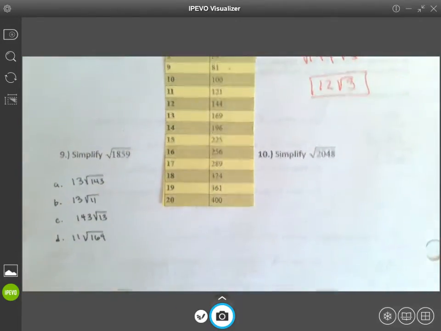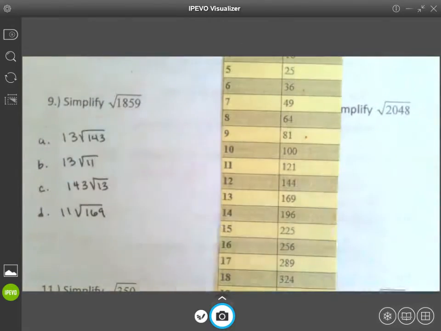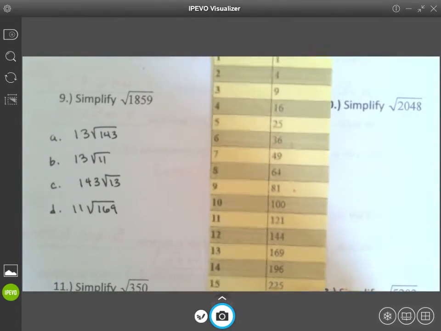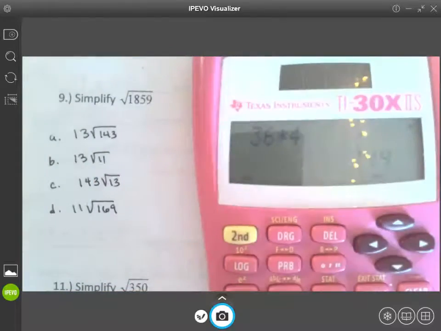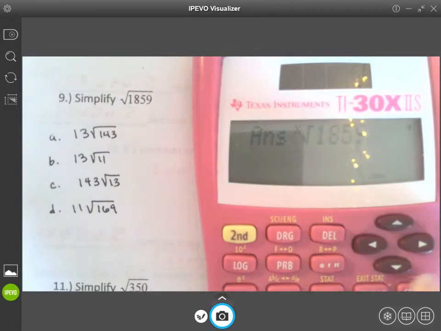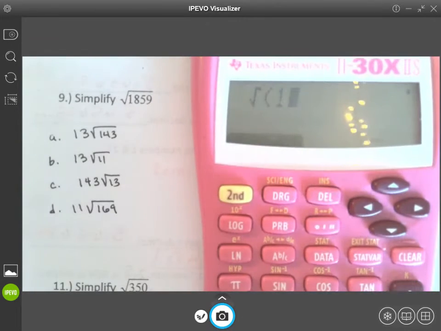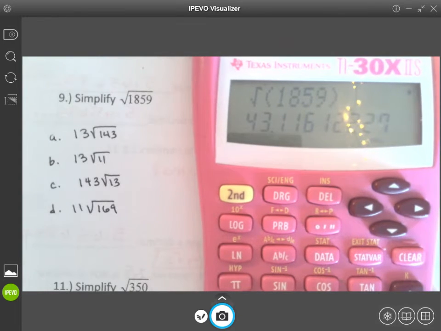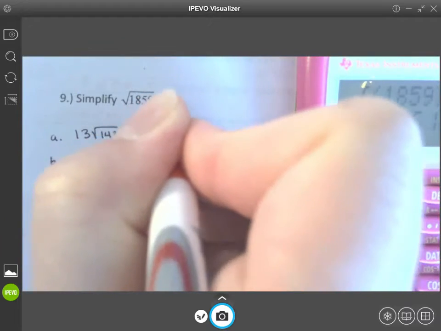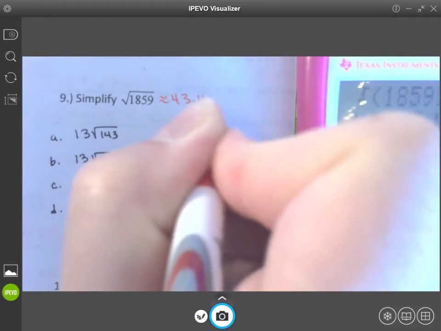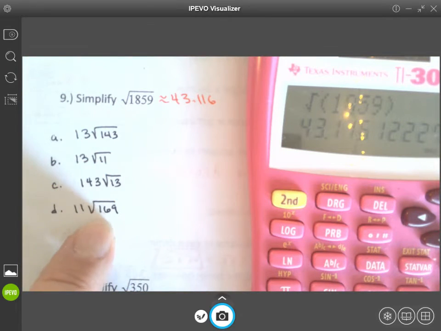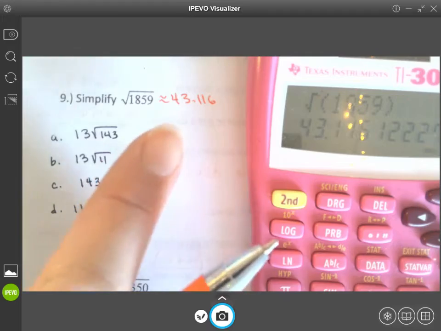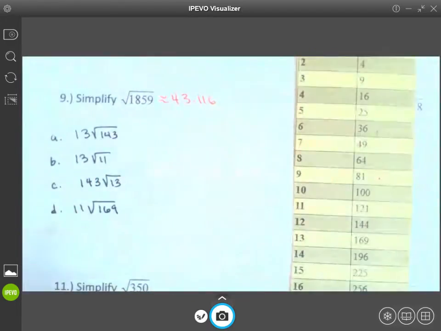I went ahead and added some multiple choice options here because the numbers were big. So I think the best way to do this would be take your calculator and get the decimal. The square root of 1,859. Oh, I just did the wrong one. Square root of 1,859. Now, it's what, 43.116? So approximately 43.116, and it keeps going. Now, go through your multiple choice, all of them, and see, because there could be more than one that's equivalent to that. So go through that and see if any of those work.